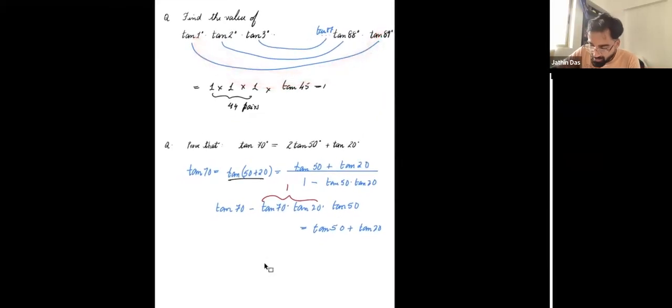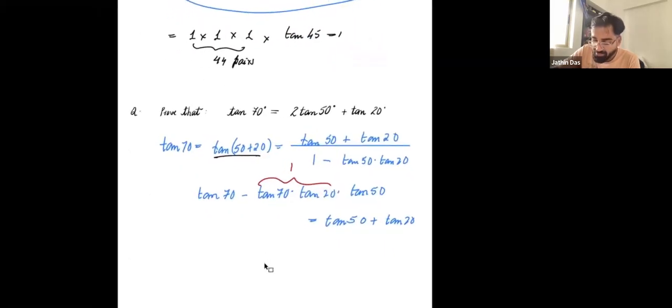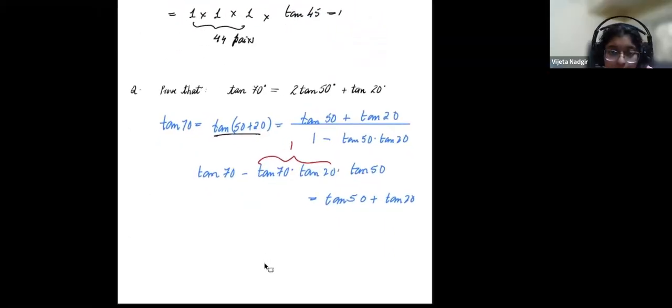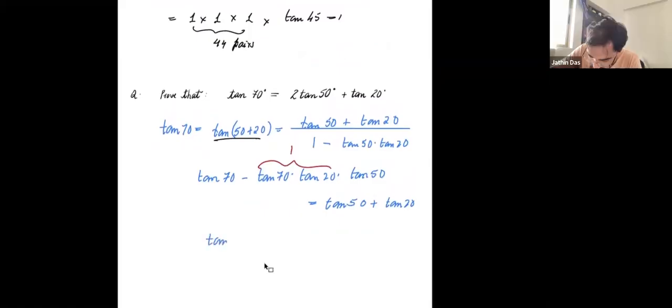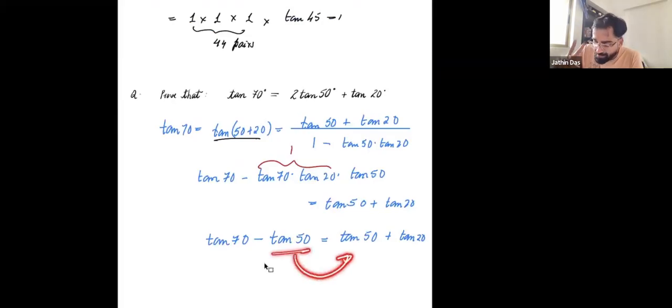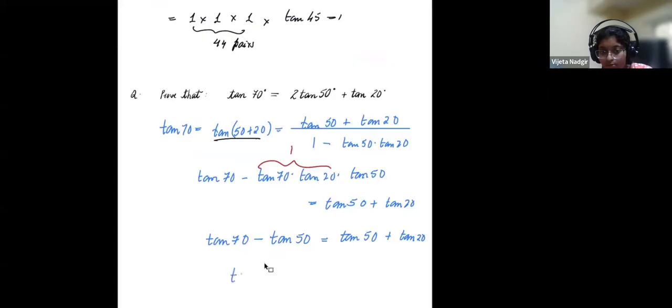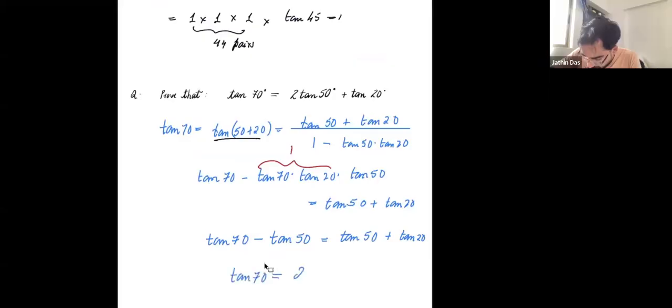So tan 70 into tan 20, right? So tan 70 minus tan 50, then you get it. You can either do it like this, or I did it by taking tan 50 as 70 minus 20. But still, you'll get it. So you take minus 50 the other side, it becomes 2 times tan 50 plus tan 20.